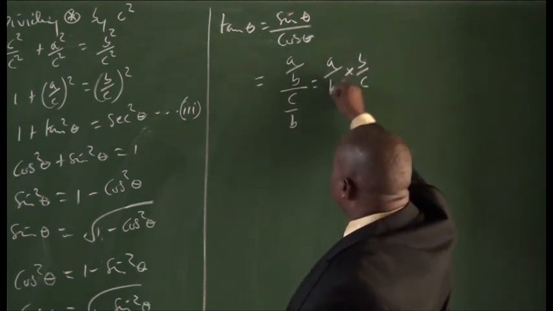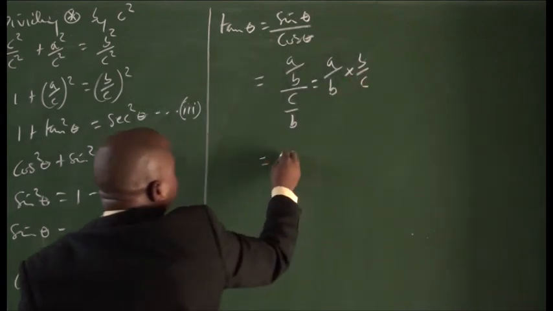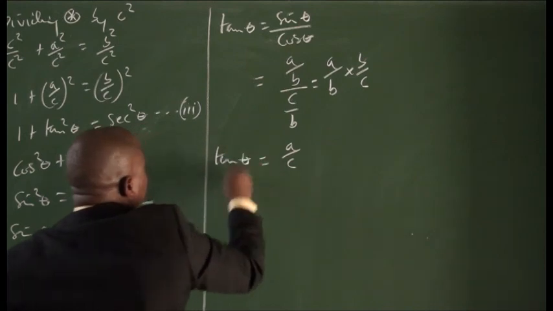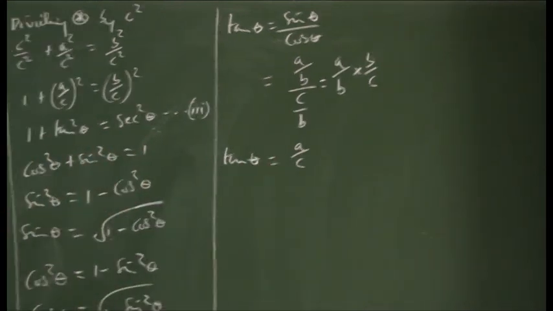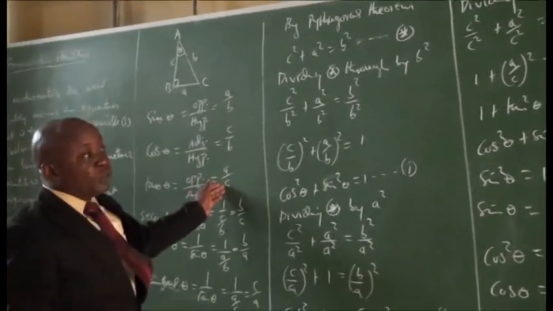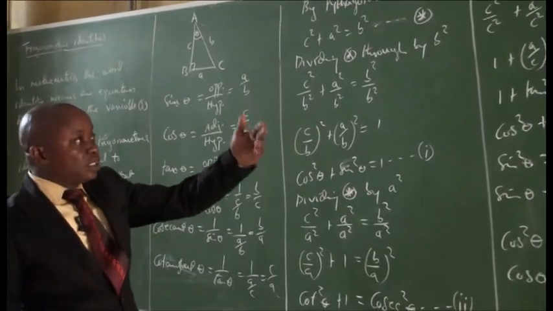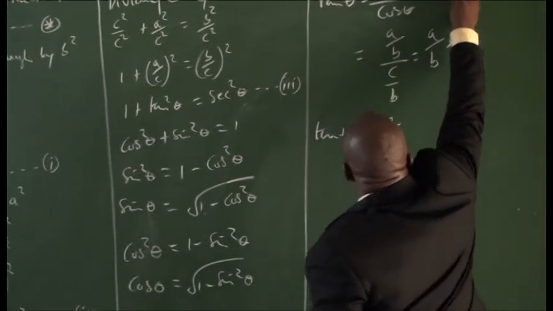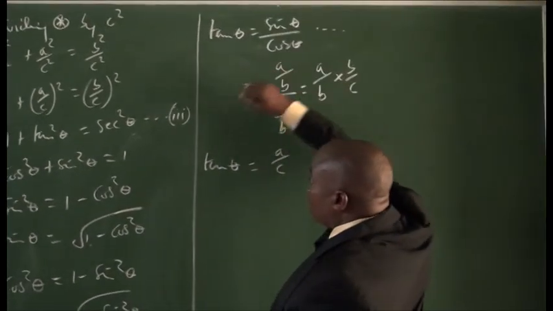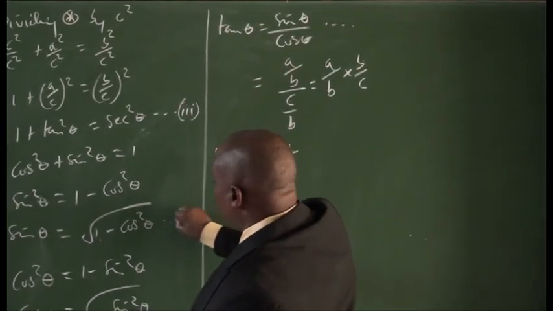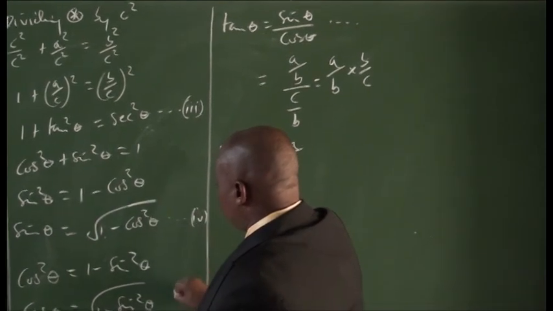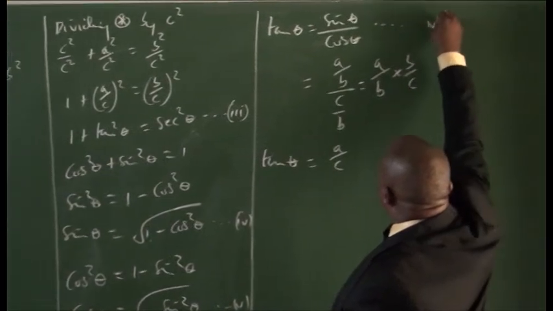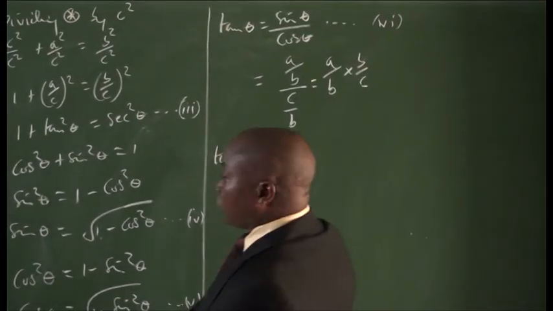This can cancel this. So we now get back what? A over c, which is tan theta. We also see that tan theta is a over c. So we can write that tan theta is sine theta over cos theta. This is also an identity. So this is identity 3, this is identity 4, this is identity 5, this is another identity. All right, these are all identities.